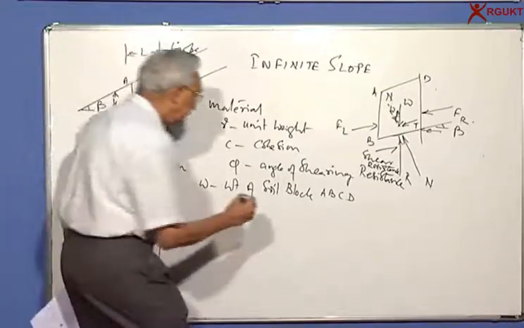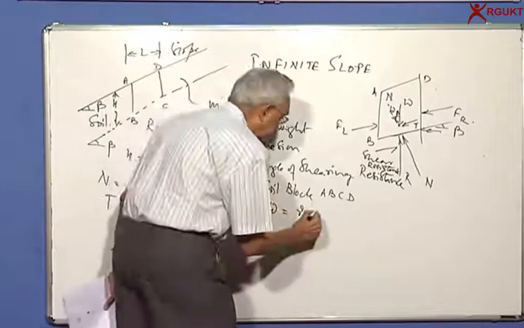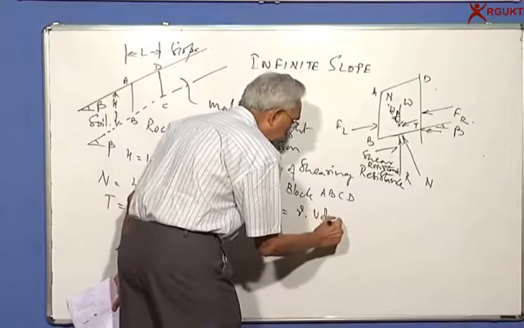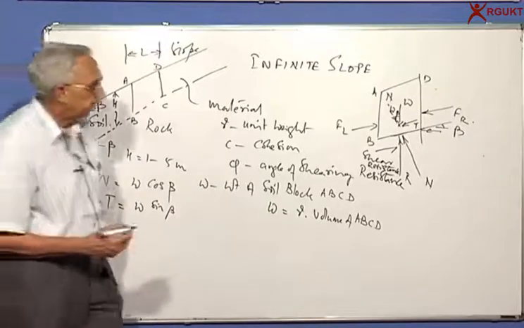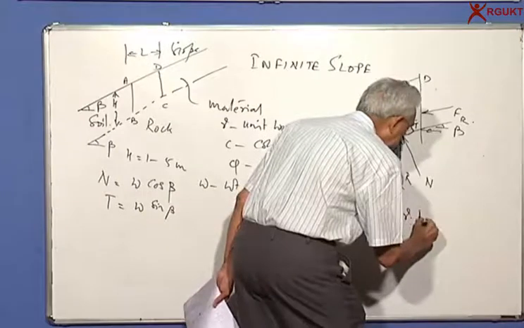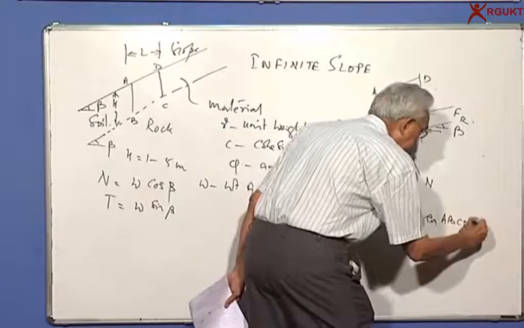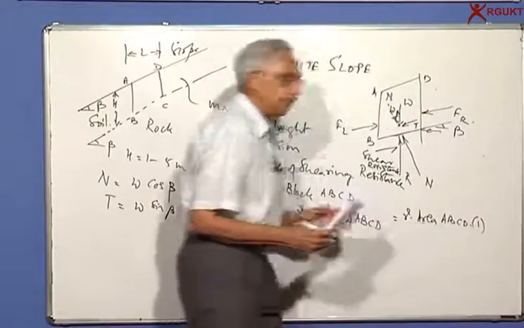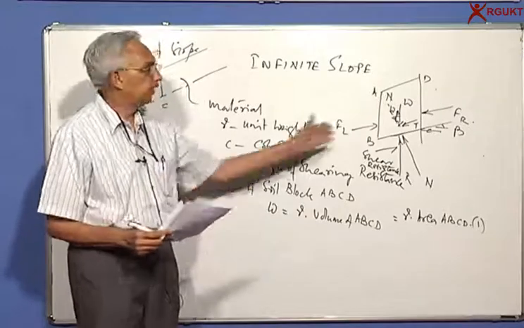Okay. Now, what will be W? Can I say W is equal to gamma, unit weight, into volume? Unit weight into volume will give me the weight of the element. And can I say this is equal to gamma times area ABCD into unit distance? These slopes, we assume they are very long, infinitely long.